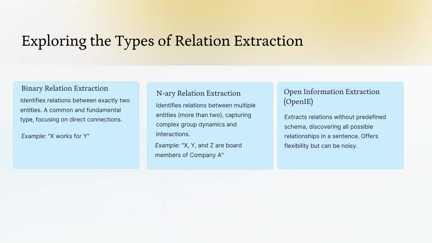Further we go, here we see different types of relation extraction. There are many, and I would like to introduce a few of them, which are binary, n-ary, and open information extraction. The first one, binary relation extraction, focuses on the relationship between exactly two entities, like X works for Y. In this example, the model identifies a single relationship, which is "works for", between two entities, which are X and Y.